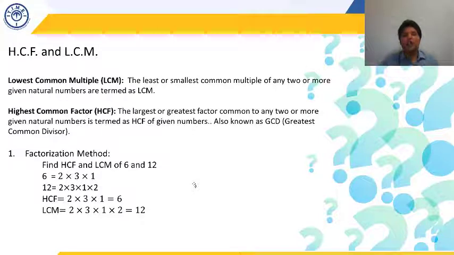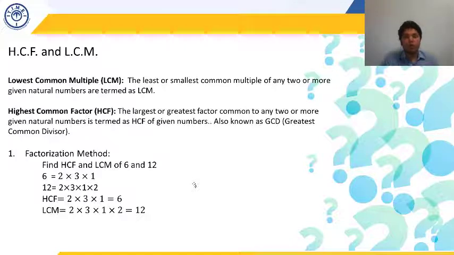And in case of LCM, what do we need to do? We will first multiply the common factors between them, and after that we will multiply the uncommon part also. So first we will multiply the common part and then we will multiply the uncommon part. So what is common between these two, 6 and 12? It is 2 into 3 into 1. And what is uncommon?